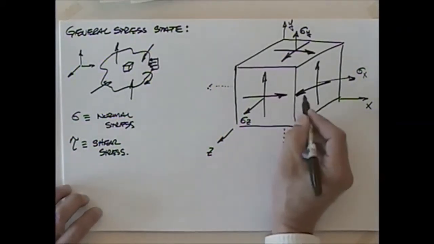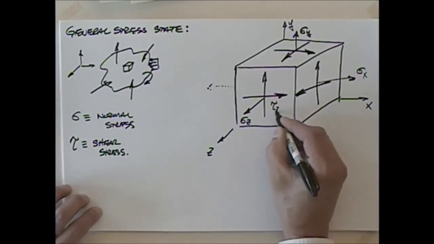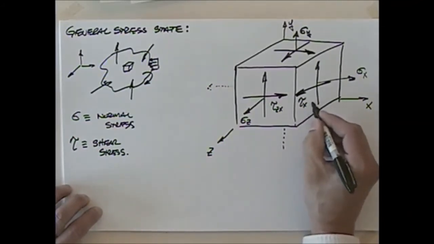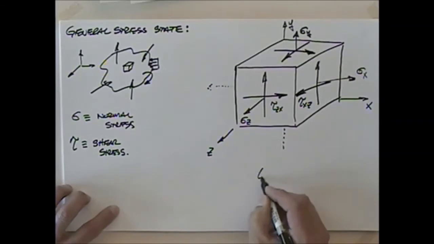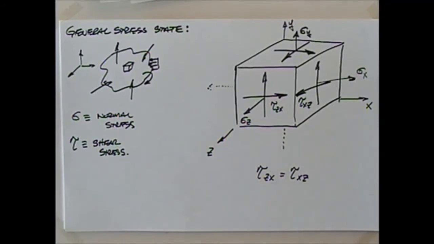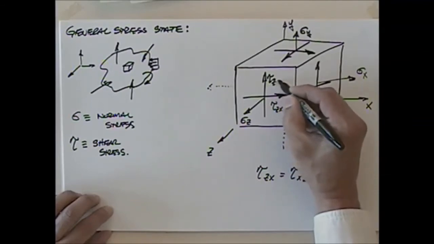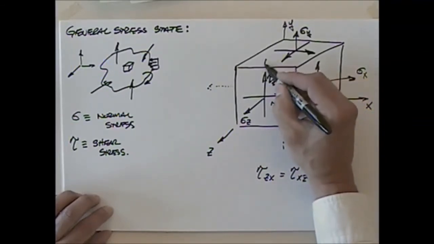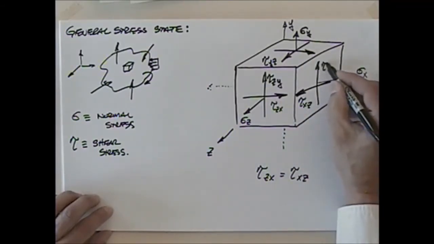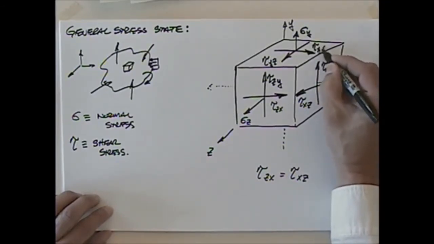So we could say that this one is actually equal to that one. I guess I better name them before I do that. I could say that this was tau on the z face in the x direction. I could say that this is tau on the x face in the z direction, and we could of course then say that tau on the z face in the x direction has to equal tau on the x face in the z direction. This is going to be tau on the z face in the y direction, whereas this will be tau on the y face in the z direction. This will be tau on the x face in the y direction, and this will be tau on the y face in the x direction.